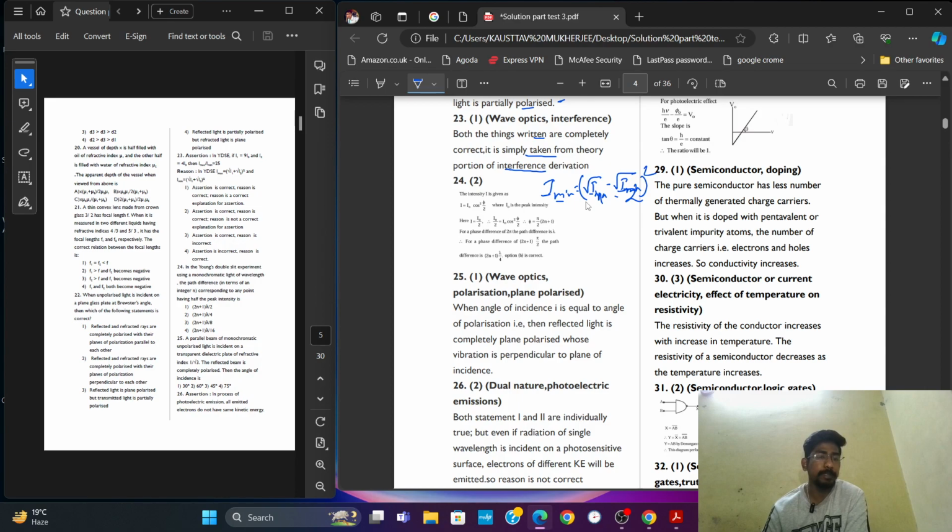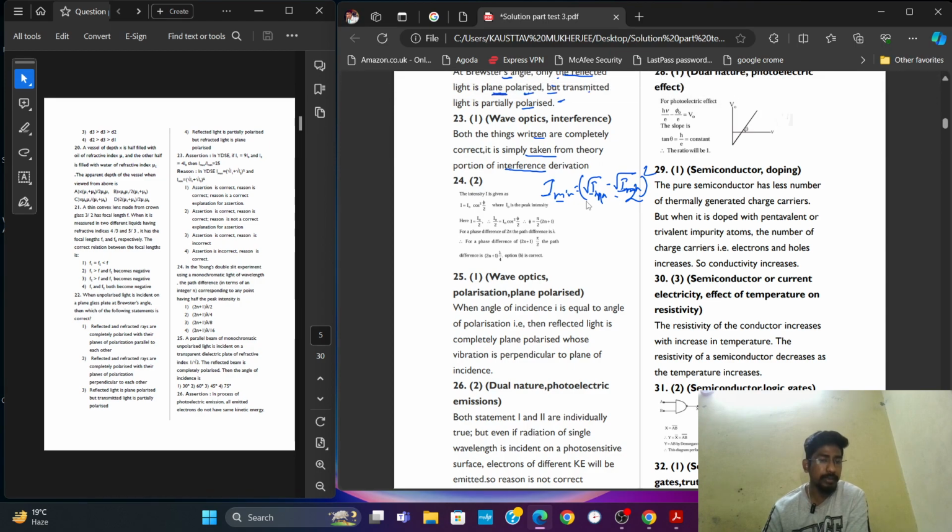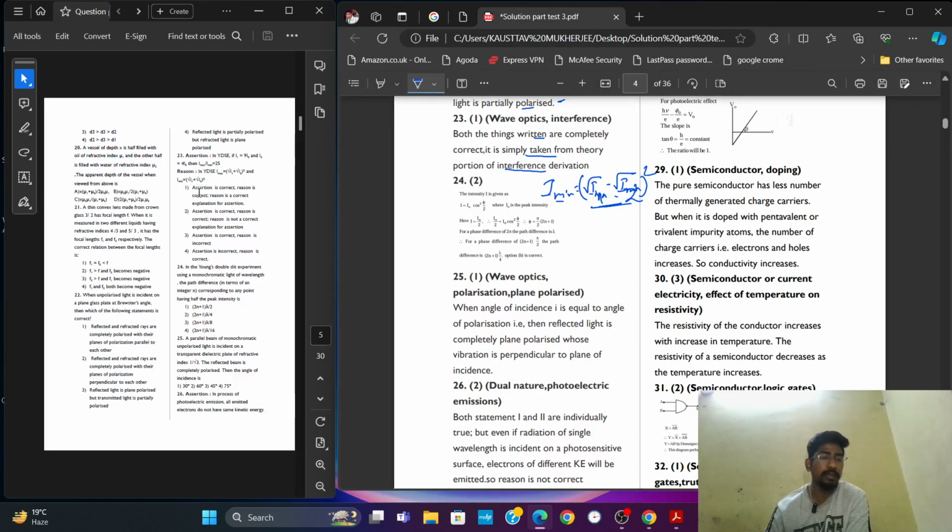In the case of Young's double slit experiment, I max by I min will not be 25. That means the assertion is correct, but the reason is not correct because I minimum and I maximum are both given the same. As I told you, I minimum is root over I1 minus root over I2, whole square. But here I minimum is given as root over I1 plus root over I2. So therefore, the assertion is correct, but the reason is not the correct explanation of the assertion.